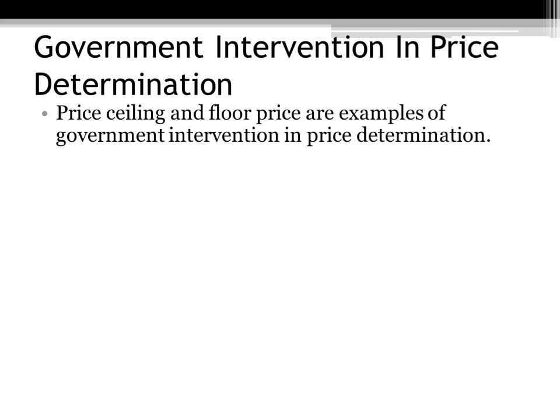Government intervention in price determination. Price ceiling and floor price are examples of government intervention in price determination. Here we are going to check how government influences or intervenes in price determination. There are mainly two methods: one is price ceiling and the other one is floor price.